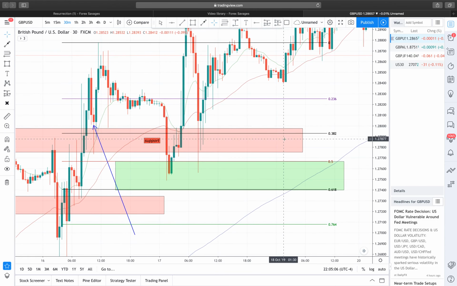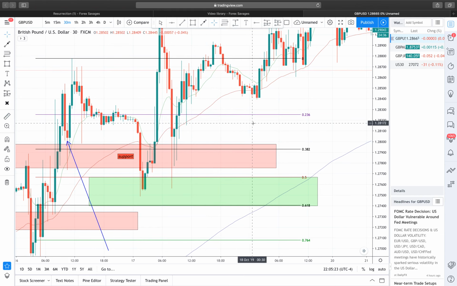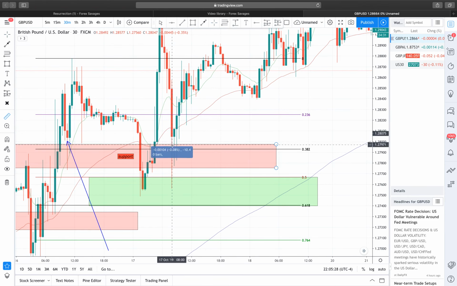So now look at this. Our support is still our support because we broke through again. We retested it and we came back up. So it's still our support again. Now look at this. We had another retest. Boom. Into our Fibonacci zone for a buy.